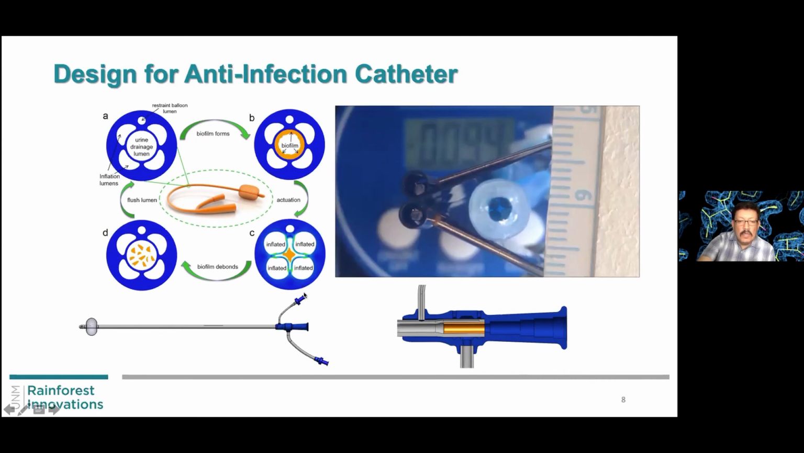So again, the top port would go to inflate the balloon. The middle port would be connected to a urine drainage bag, and the bottom port would be the port that would be used to inflate the inflation lumen.